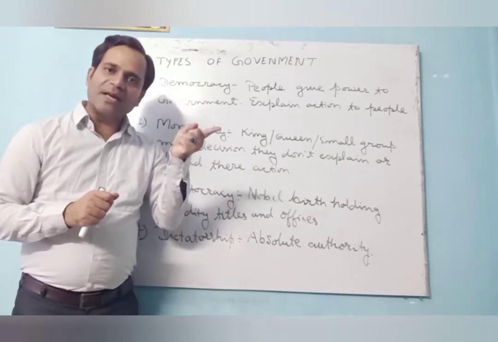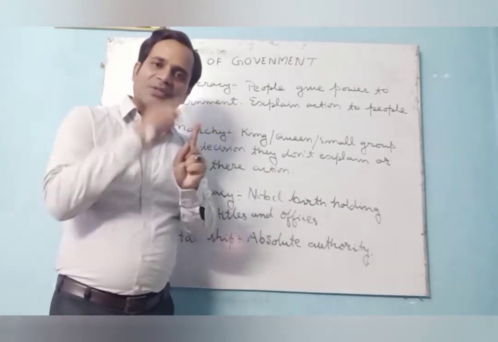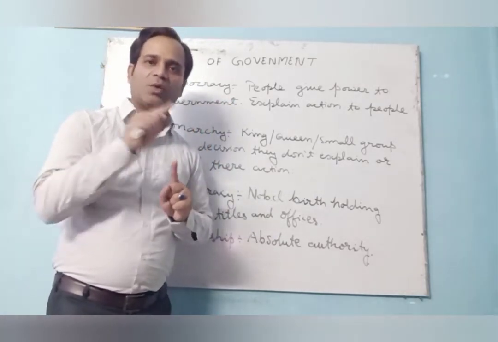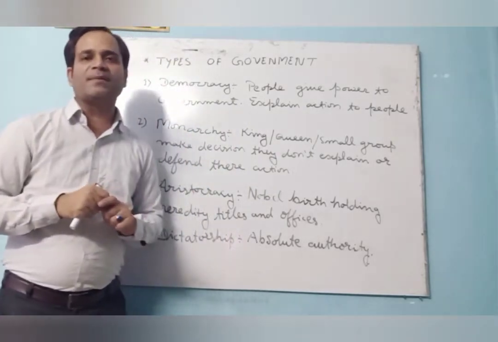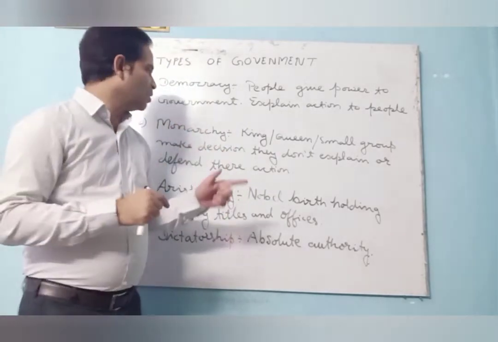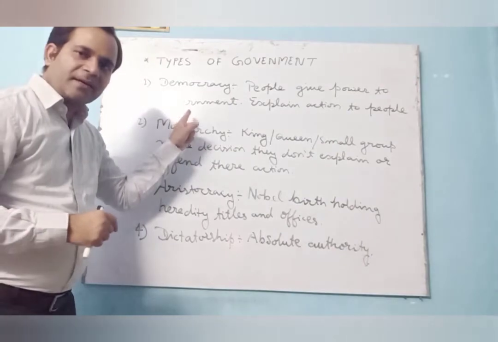Legislative looks after executive, executive looks after judiciary, and judiciary is the head of the government who looks over all the legislative and executive's power. So this one is in a democratic country.